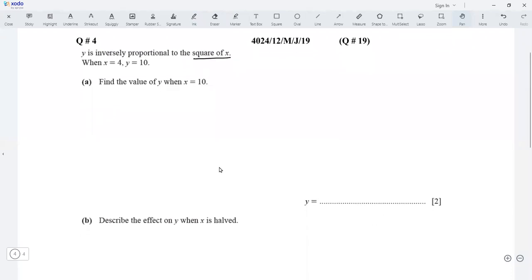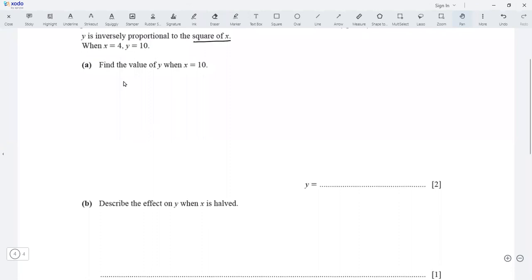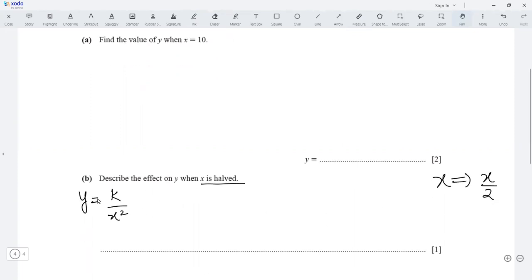You have to describe what happens when x is half. Just remember the statement. It gives us y equals k over x squared, because y and square of x are inversely proportional. So when x is half, what does half mean? The x value must be taken as x by 2. The input is changed to half. So if we take any value of x and take half of it, what changes does it make for y? We have to look at the changes for y.